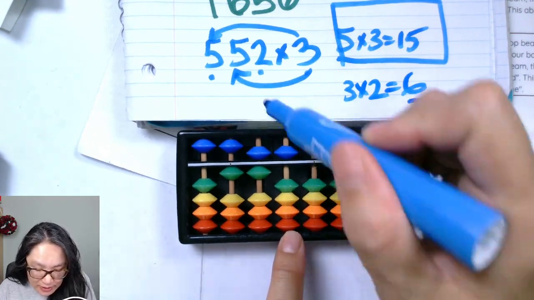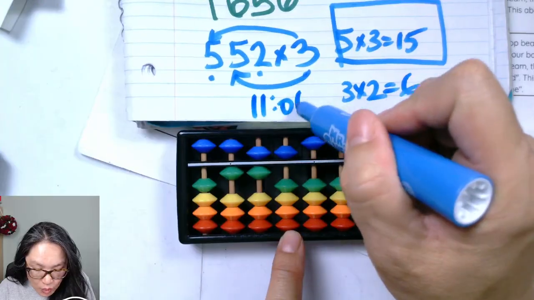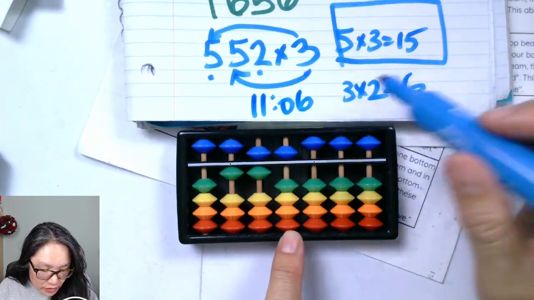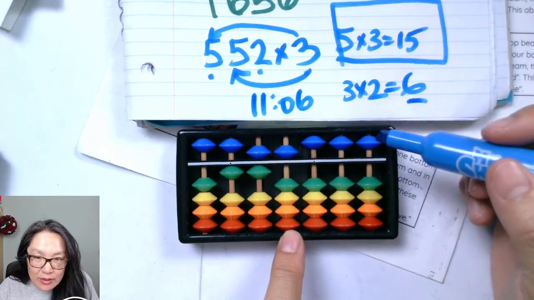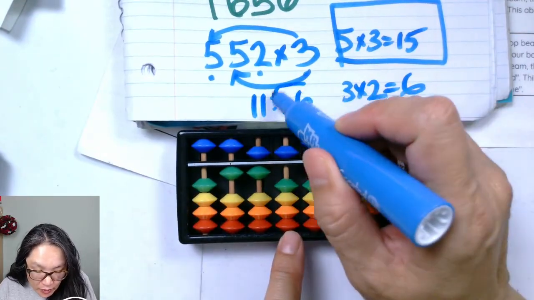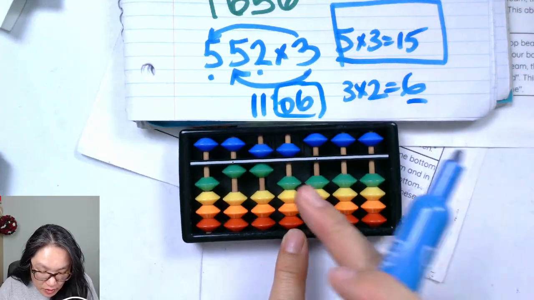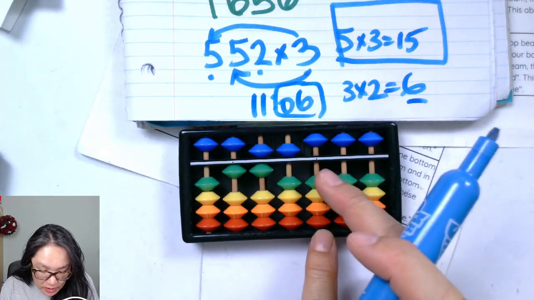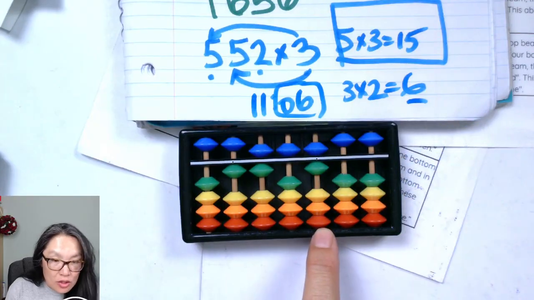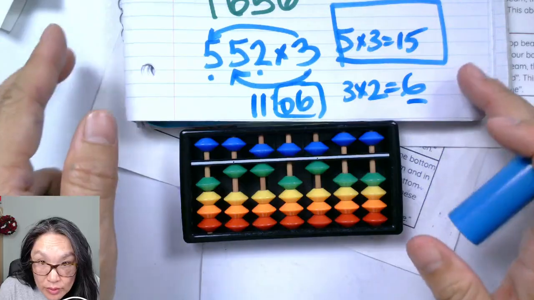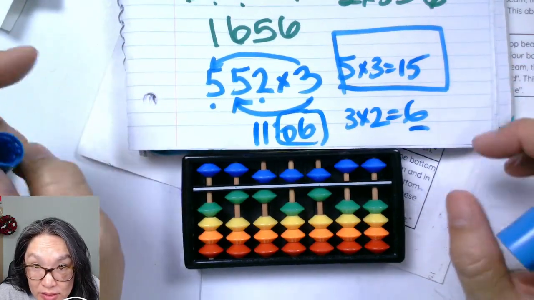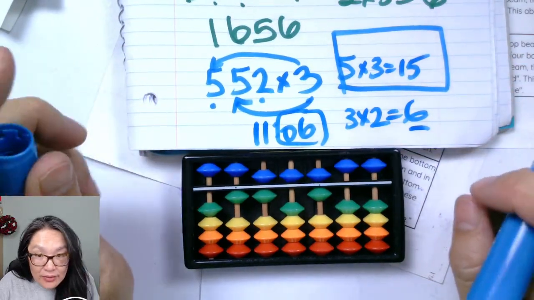You know how we tell time? It's 11:06. So when we do it, we want to make our 6 into 2 digits. When we make our 6 two digits, we know that this will be 0, and our 6 is going to be here. So we're going to add the 6. So my final answer is 1,656. That's how that worked.